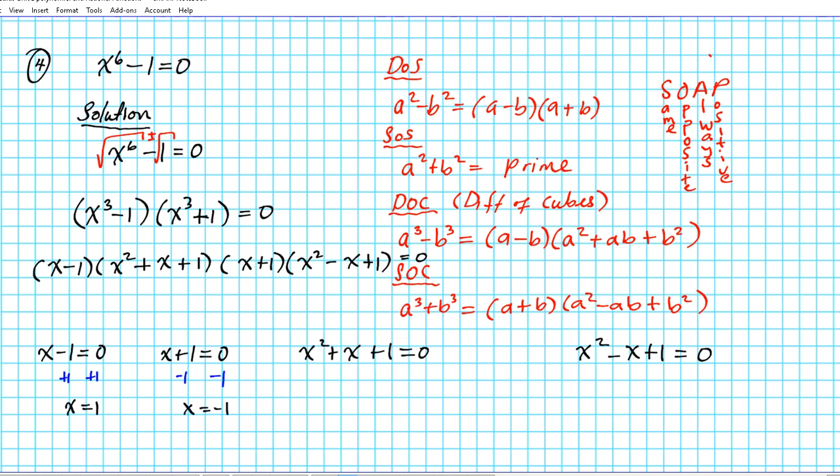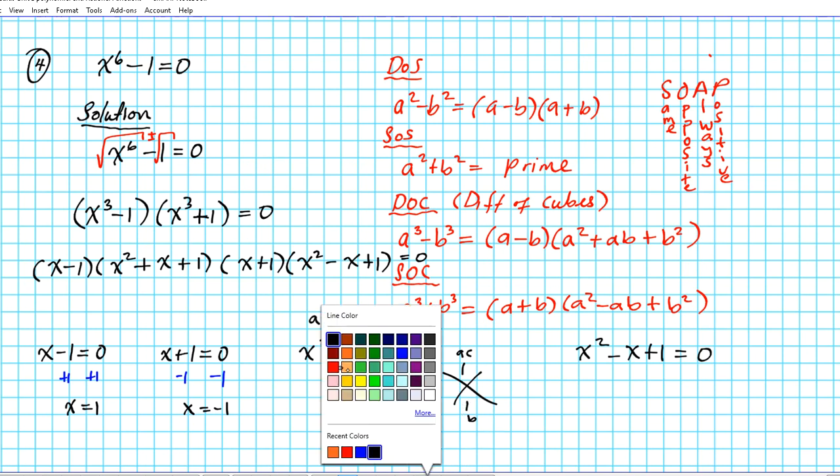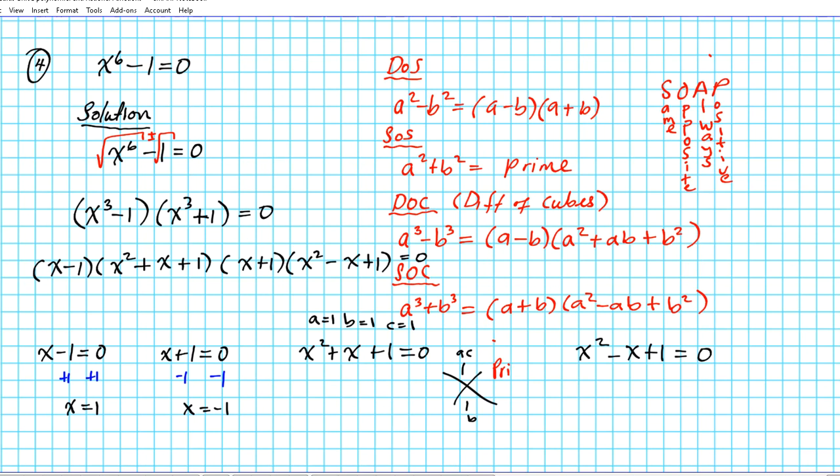Alrighty. Now here we have a quadratic equation. Let's see if we can factor it. Okay, so let's make our X. AC goes on the top, B goes on the bottom. Here A is 1, B is 1, C is 1. So think about two numbers that multiply to give you 1 and add to give you 1. The only two integers that multiply to get 1 are 1 times 1, and 1 plus 1 is not 1. Okay? So this expression on the left side is prime. It cannot be factored.